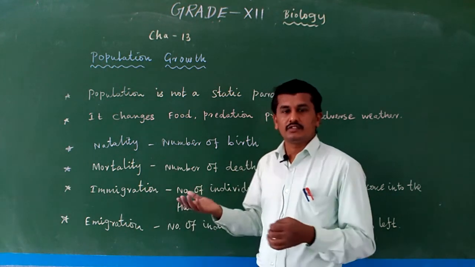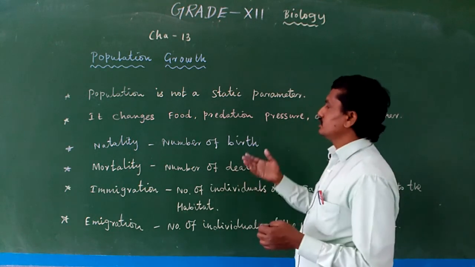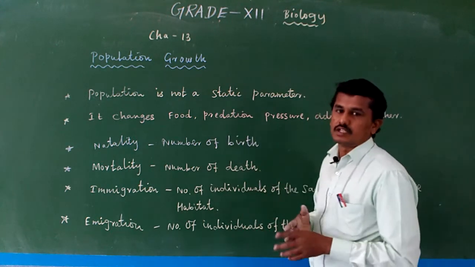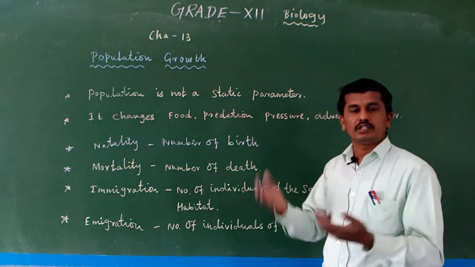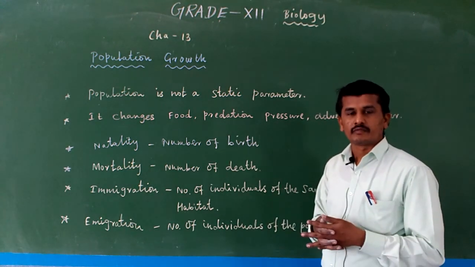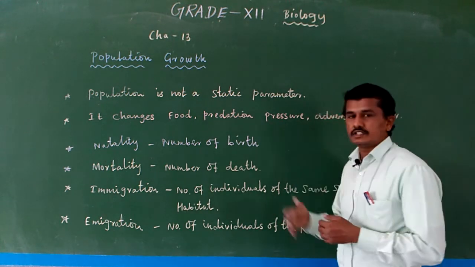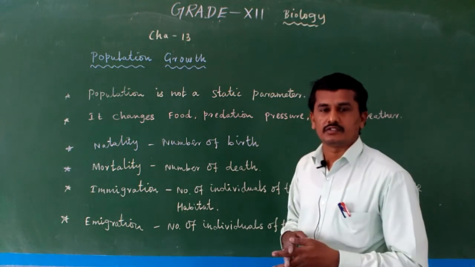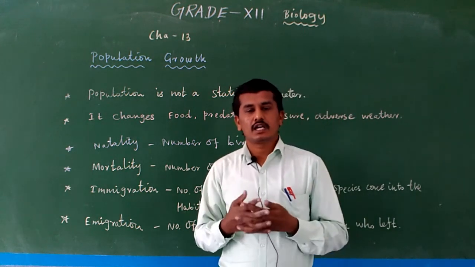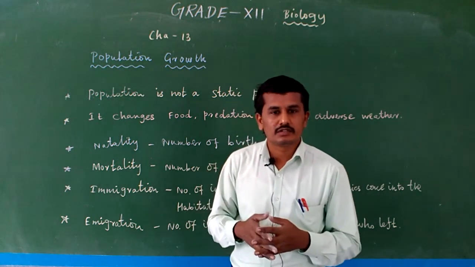Population counting depends on food availability. With more availability of food, the population size increases. With less availability of food, the population size decreases. And predation pressure: if more predators are present, the prey population is decreased. For example, why is the insect population normally increased nowadays?